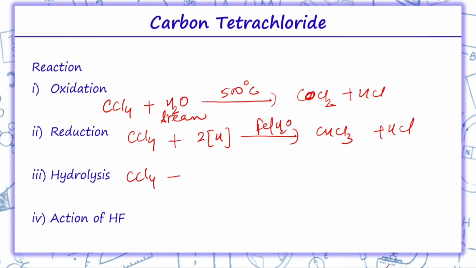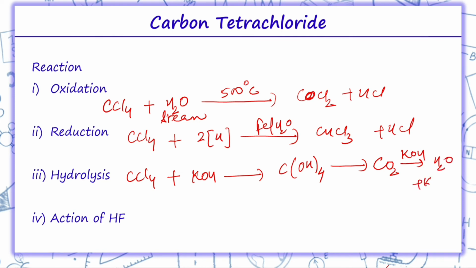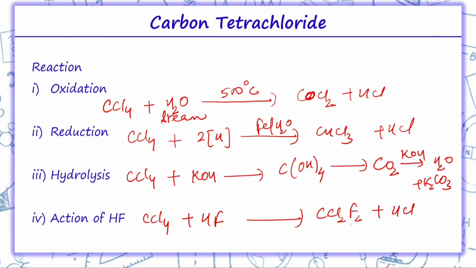Carbon tetrachloride on hydrolysis with KOH: all Cl will be replaced by OH. Here we will get C(OH)4. Thus there will be removal of water. We will get CO2, which on reaction with KOH will form H2O plus K2CO3. Carbon tetrachloride on reaction with HF will form CCl2F2 plus HCl. This is known as Freon.